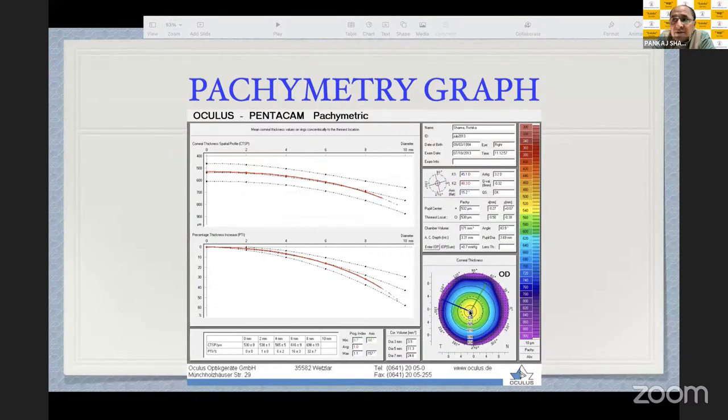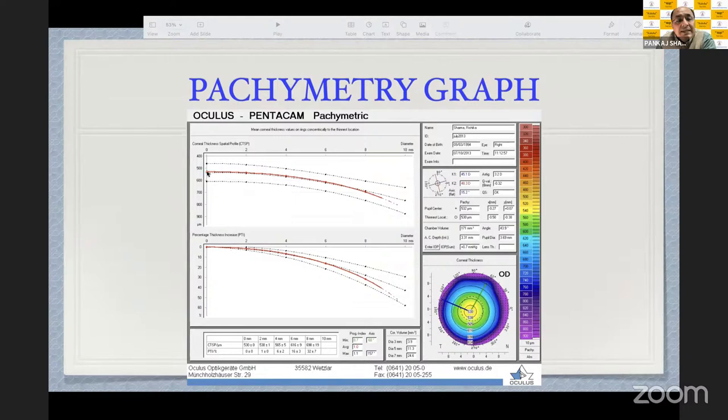As you go to the periphery, the corneal thickness increases to about 650. So the peripheral part of the cornea is thicker. Here it is about 540, 530. As you go to the periphery, it becomes 650 over here. This is 2 millimeter from the center, 4 millimeter, 6 millimeter, 8 millimeters. And these two lines are the standard deviation of a population.